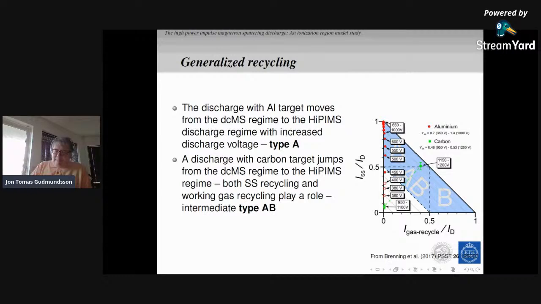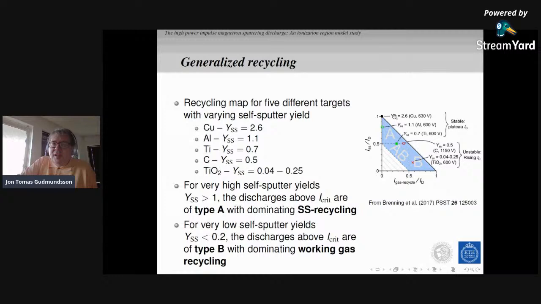Okay, we have looked at more cases. Here are some more cases. Copper turns out to be very much self-sputter recycling, and I discussed aluminum before. That is also self-sputter recycling. Carbon is here, and here we have added also titanium oxide, and in this case almost all the current is carried by argon ions, so we end up here on this graph in a type B discharge. So in reactive sputtering of a titanium target that is operated in poison mode, we get a type B discharge. We have actually also figured out that for high self-sputter yields, if the self-sputter yield is larger than one, we have a type A discharge and self-sputter recycling is dominating.